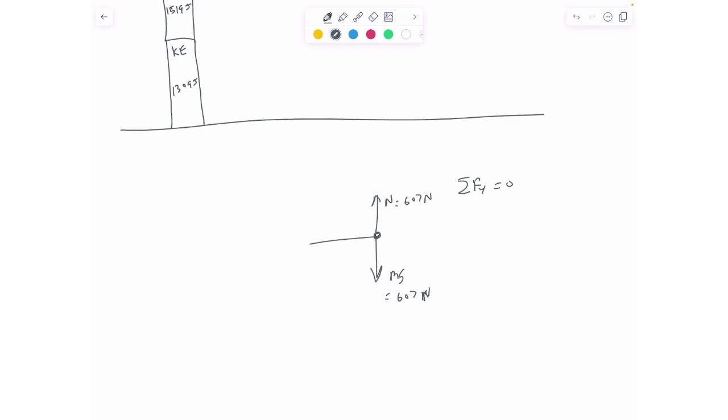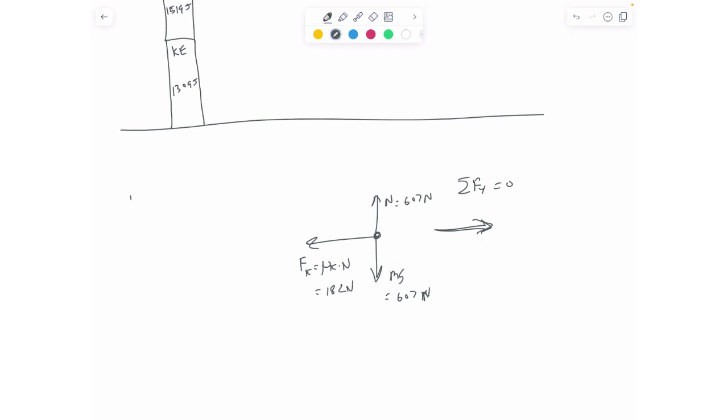And then the friction is in this direction, right? Because he's accelerating or not accelerating, but he's moving in this direction. So friction is opposite to the way he's moving. So the friction is this way. So it's kinetic friction, which is mu sub k times the normal force. Mu sub k, of course, is 0.3. The normal force is 607. You multiply those together and you get 182. So this is 182 newtons, right?